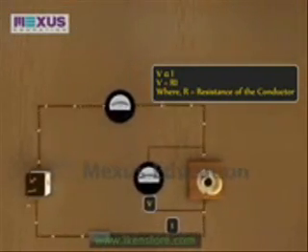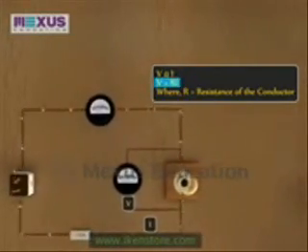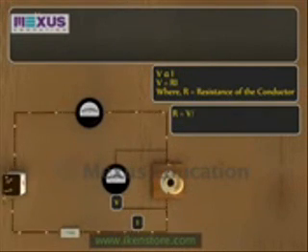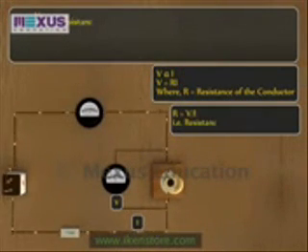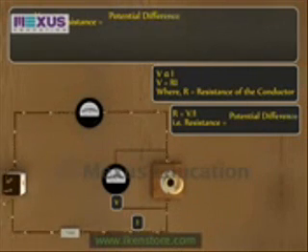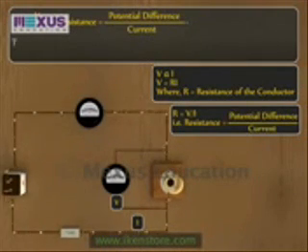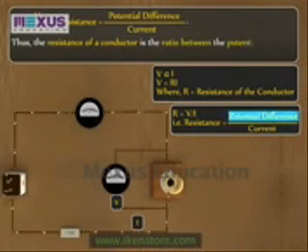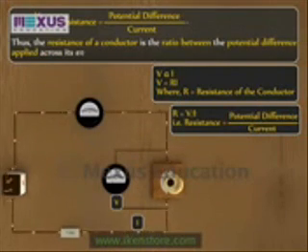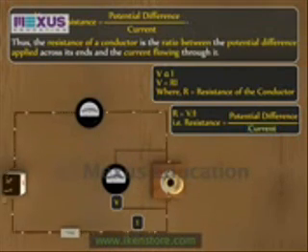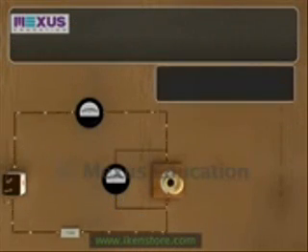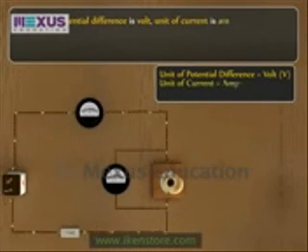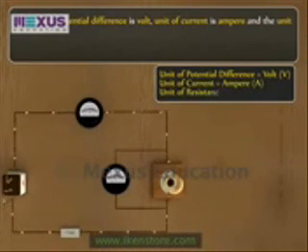According to Ohm's law, V is equal to the product of R and I. Thus, R is equal to V upon I. That is, resistance is equal to potential difference upon current. Thus, the resistance of a conductor is the ratio between the potential difference applied across its ends and the current flowing through it. We know that the unit of potential difference is volt, unit of current is ampere, and the unit of resistance is ohm.